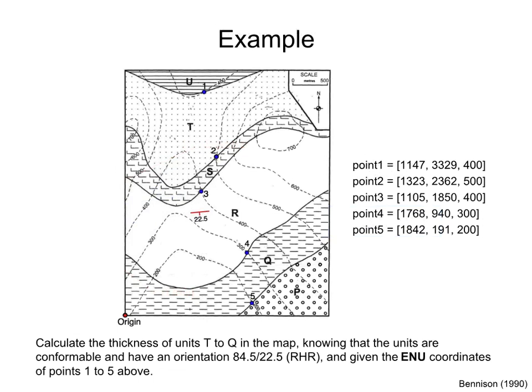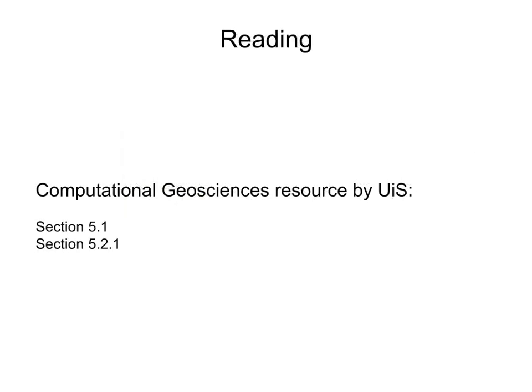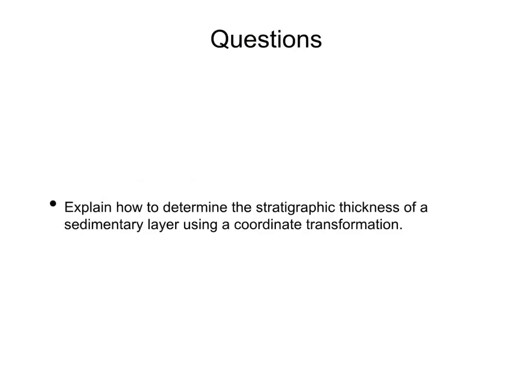We will do this exercise in class using this procedure. Notice that in this problem, the units have the same strike and dip, and points 1 to 5 are at the contacts between the units. To better understand these concepts, please read these sections from our Computational Geosciences resource, and answer this question.